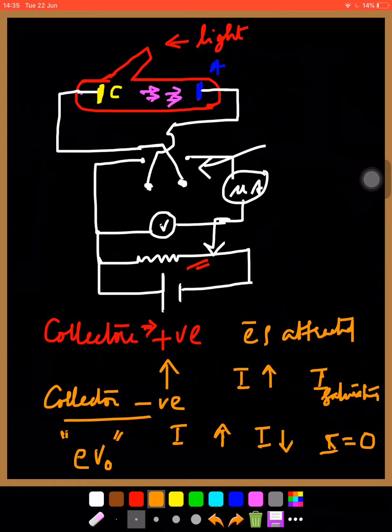So V0, as far as one electron is concerned, the energy is eV0. eV0 is the energy it acquires when the potential V0 is applied. So even the electron with that much energy, that much kinetic energy cannot overcome the repulsion, and that is why current is 0.